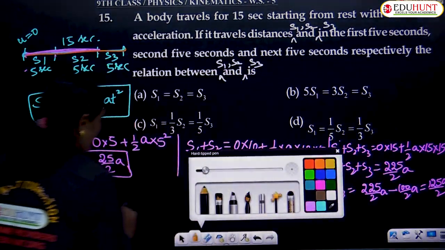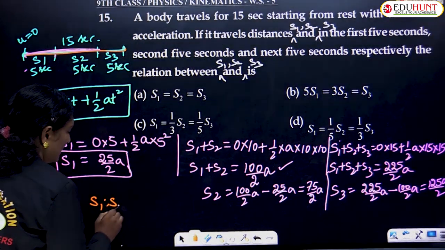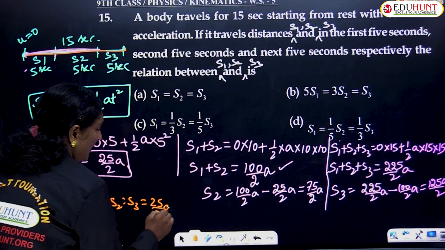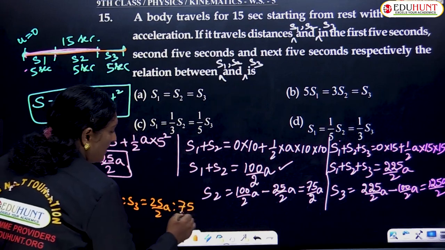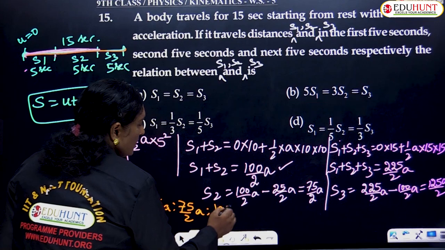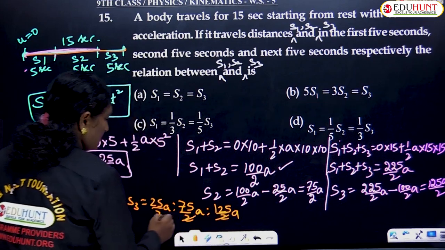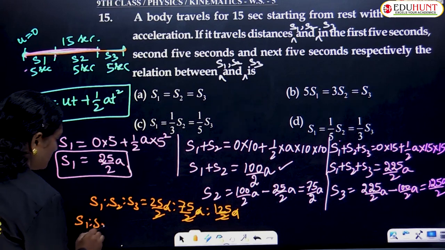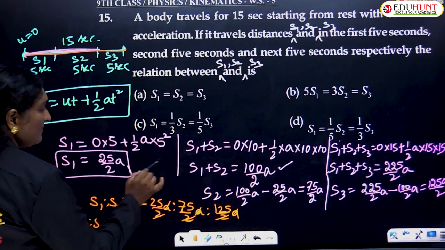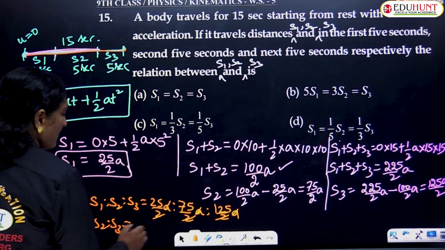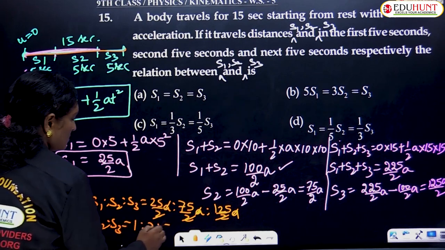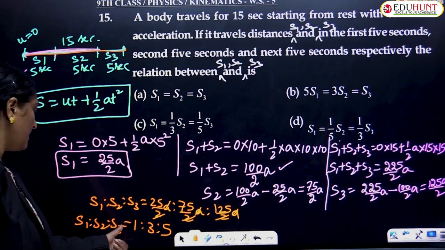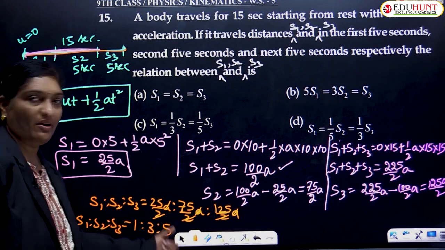So let us try to find out the relation between them. S1 is to S2 is to S3 is nothing but 25 by 2a is to 75 by 2a is to 125 by 2a. 2 gets cancelled. Hence the value of S1 is to S2 is to S3 is equal to 25 is to 75 is to 125. 25 goes 3 times, so 1 is to 3 is to 5. Hence clearly if S1 is 1, S2 will be 3 and S3 will be 5.